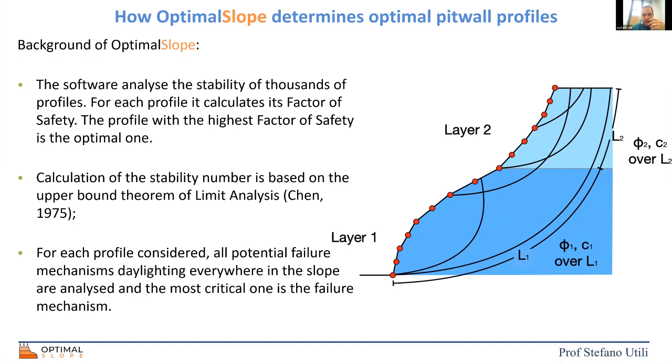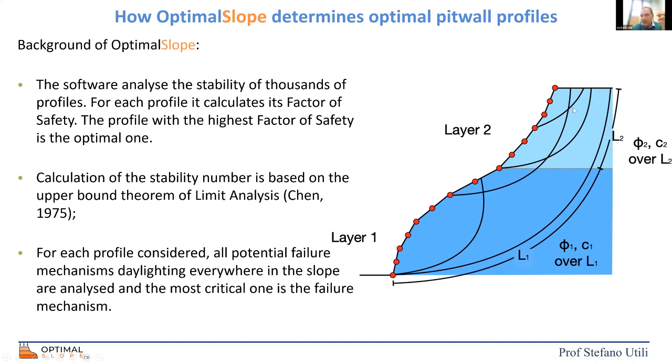So now I can tell you a little bit more about what the software does, because the idea is to analyze the stability of thousands of profiles. Let's assume that you fix the overall slope angle, and you want to say, for a given overall slope angle, what is the best shape? Because you have fixed the overall slope angle, there will be only one shape which is best, and this is the shape that gives rise to the highest factor of safety. And this shape is found using the limit analysis upper bound method.